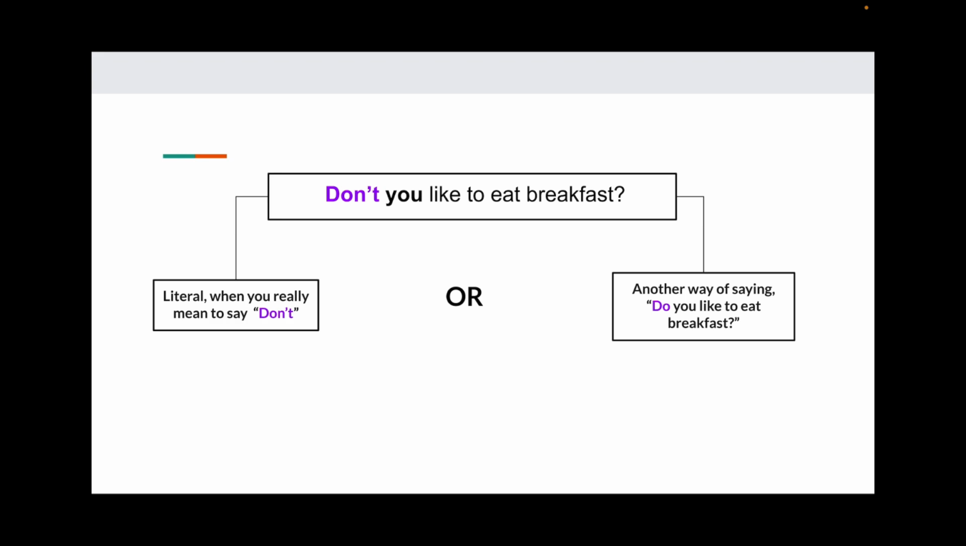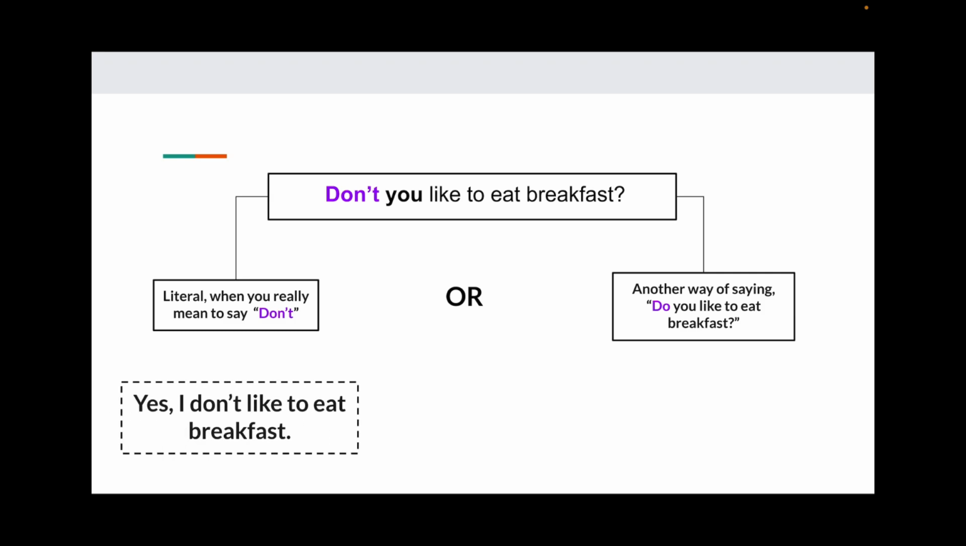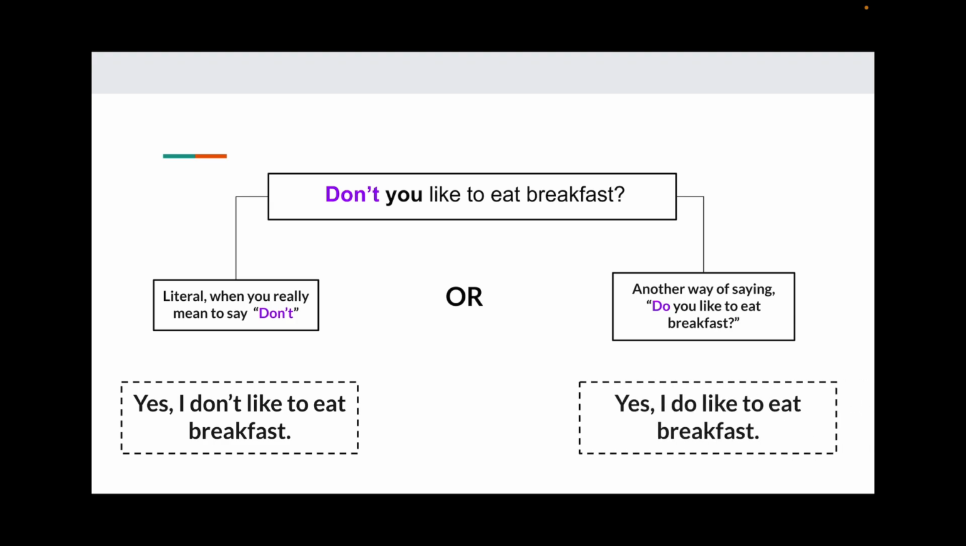And so if someone's being literal, you would answer this question by saying, yes, I don't like to eat breakfast. But if someone really means to say, do you like to eat breakfast? You can answer with, yes, I do like to eat breakfast, to confirm this is what you do.